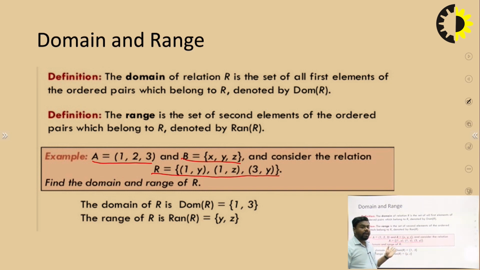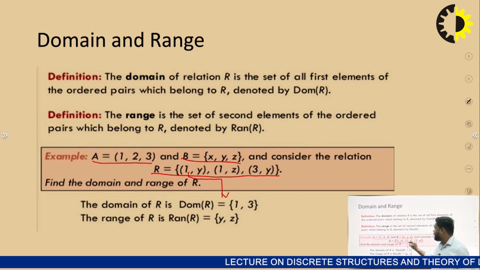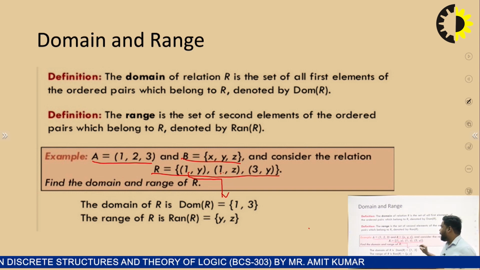So how do we find the domain and the range of this relation? The domain, as I have given in the definition, is the first element of the ordered pair which belongs to R. So this first element, 1, comes under the domain. The 1 also comes again here, but we write it only one time. If it appears multiple times, we write it only once. And 3 is another unique number, so 3 also comes under the domain.